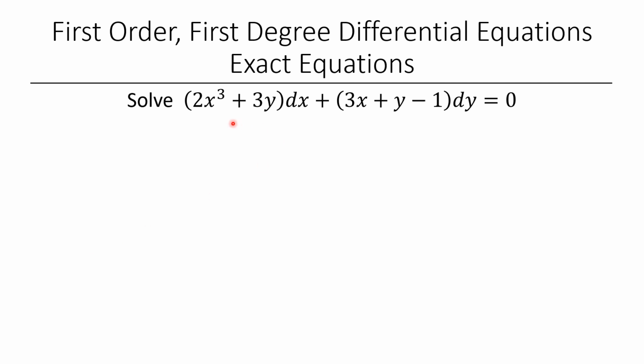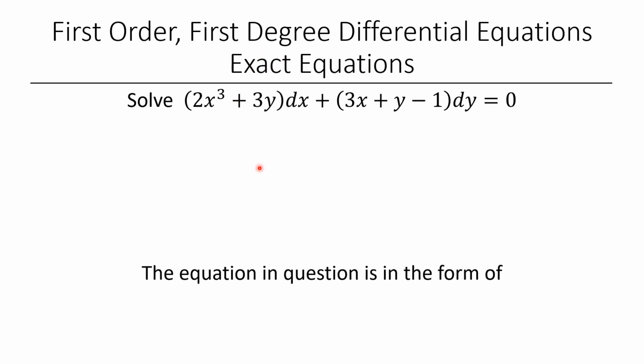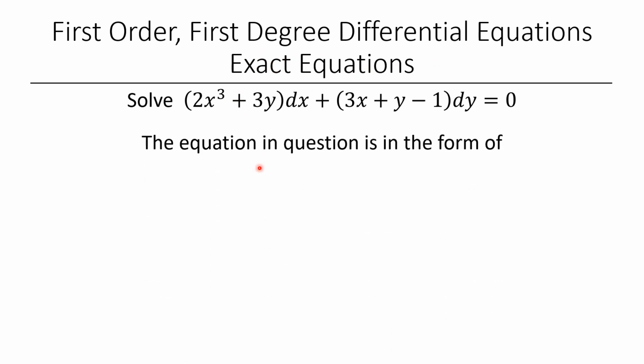So in this example, we are going to solve the differential equation (2x^3 + 3y) dx + (3x + y - 1) dy = 0. First order, first degree differential equation. And as the header up here suggests, we're going to be expecting this to be an exact equation.